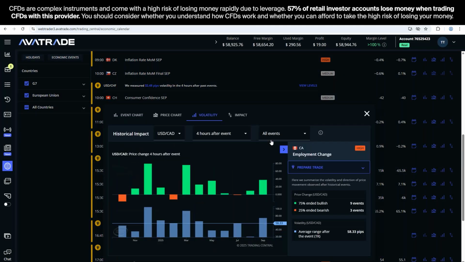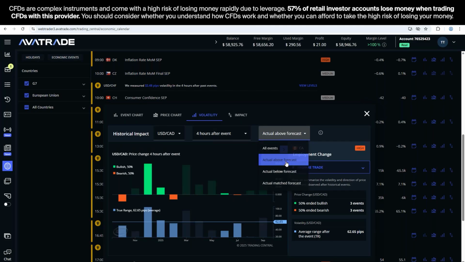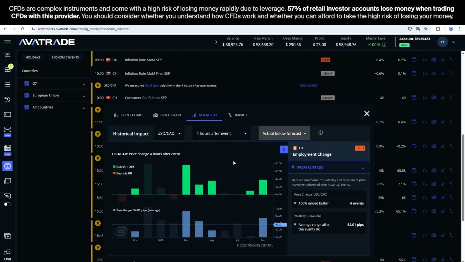So if we look at the USD Canadian pairing, 4 hours after this event, unemployment change, if it comes in above forecast, okay, 50-50. That doesn't convince me. What if it has come in below forecast? Now that's stronger. So if the data was bad, meaning higher than expected unemployment in Canada, it was a mixed movement. You really didn't see a statistical advantage.